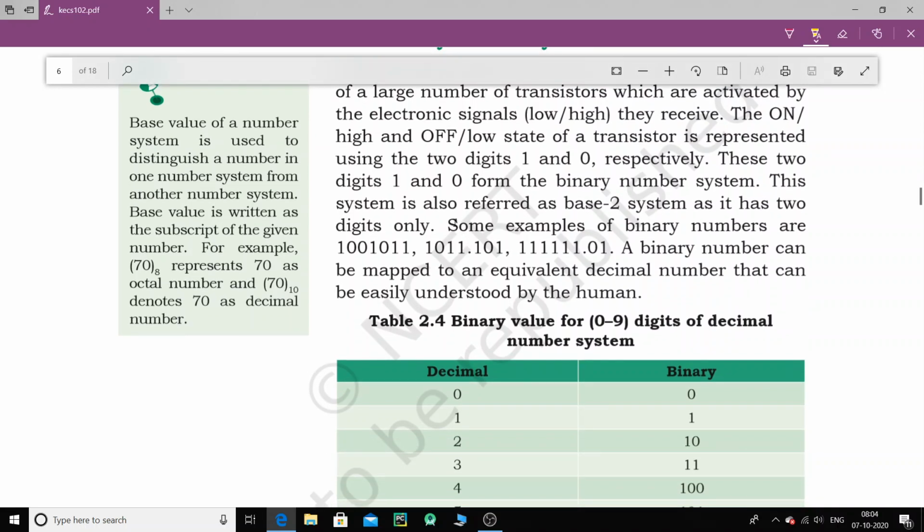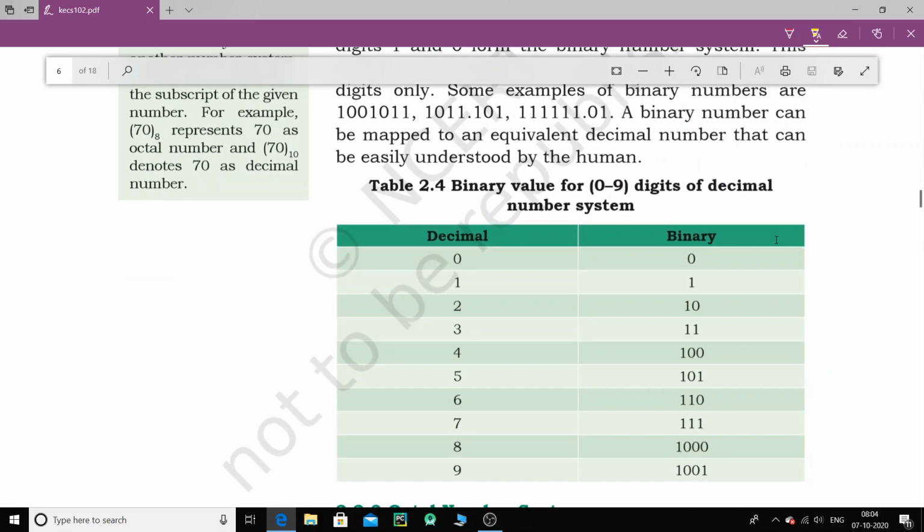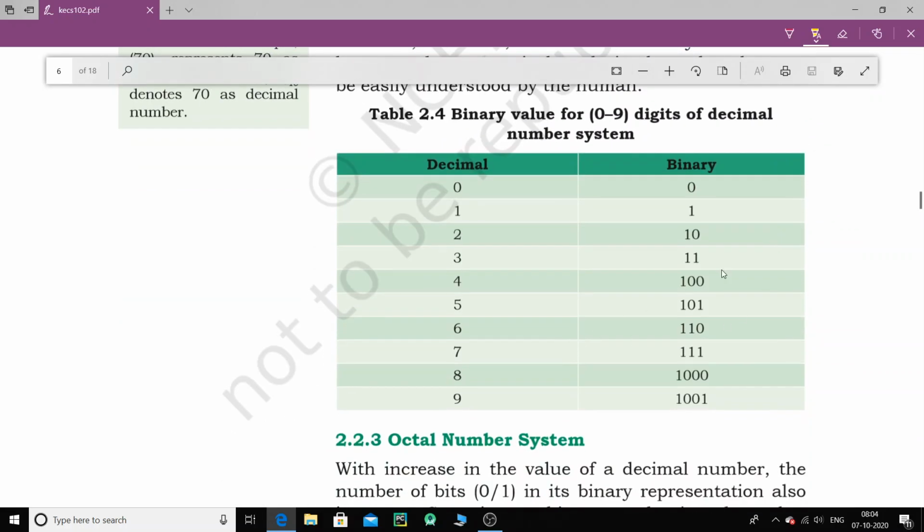Okay, so these two digits, 1 and 0, form a binary number system, right? This system is also referred to as base 2. Why base 2? Because there are two symbols. Some examples have been given for the binary number system, and this is how it looks for the decimal number system. For a decimal 0, it is going to be 0. For 1, it is going to be 1, and for 2, it is going to be 10.